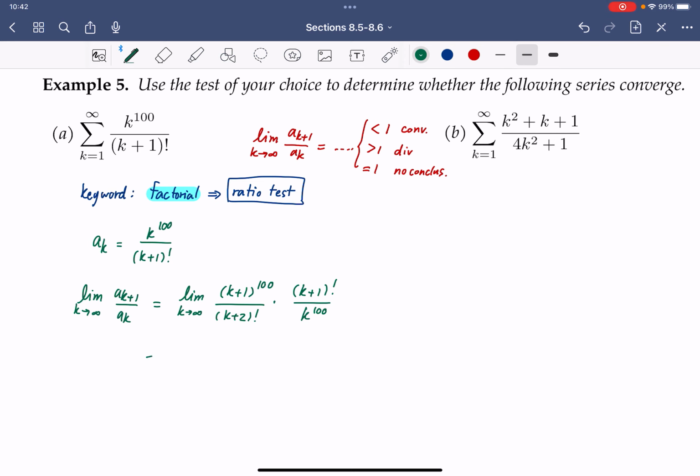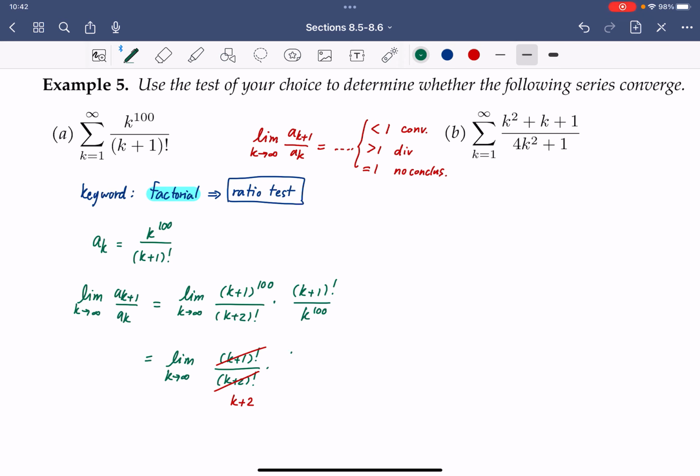Now you make a cancellation. (k plus 1) factorial, if you group it up with (k plus 2) factorial, it's going to cancel out. So you're going to have only k plus 2 in the bottom, right? Because (k plus 2) factorial is (k plus 2) times (k plus 1) factorial. So it's just going to cancel out. Oh, you only have k plus 2 on the bottom.